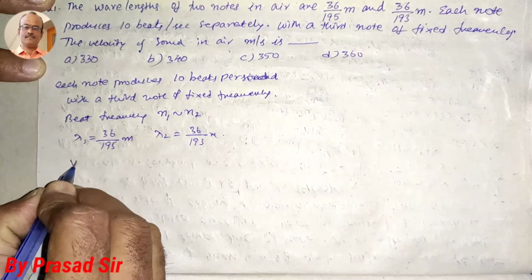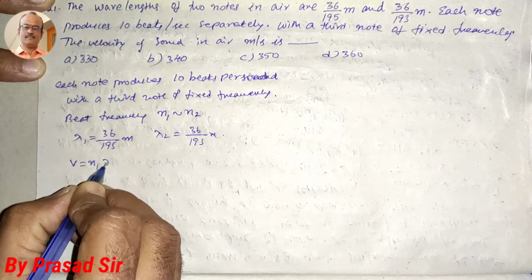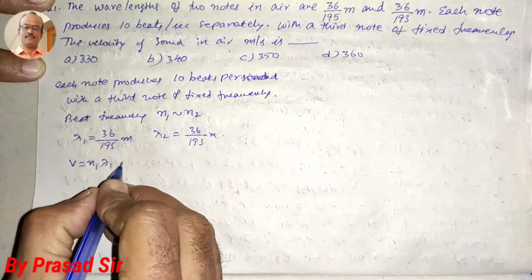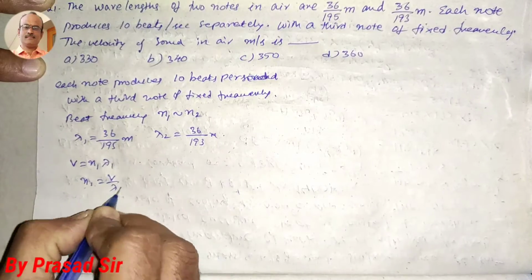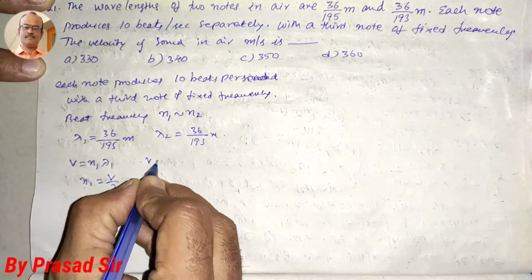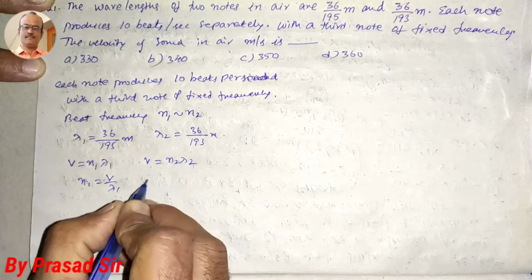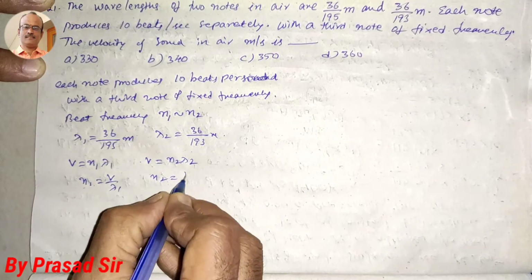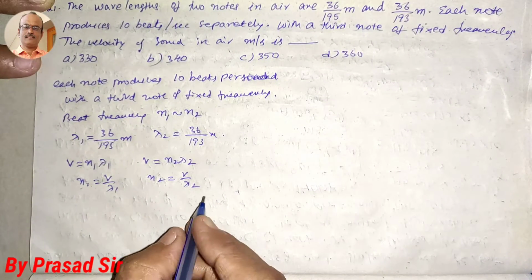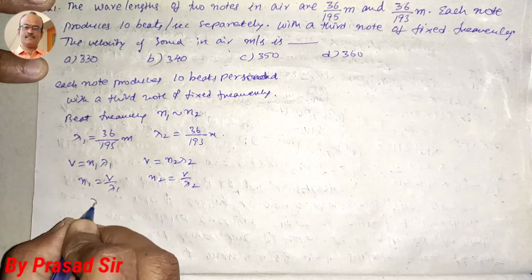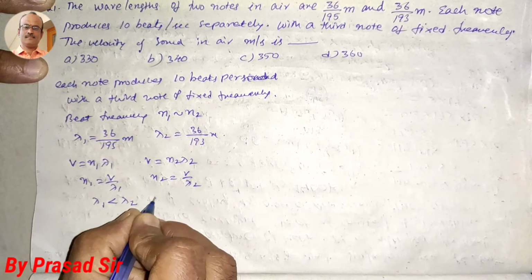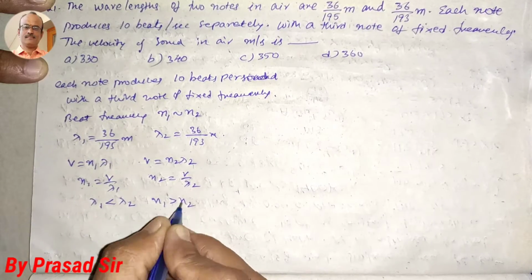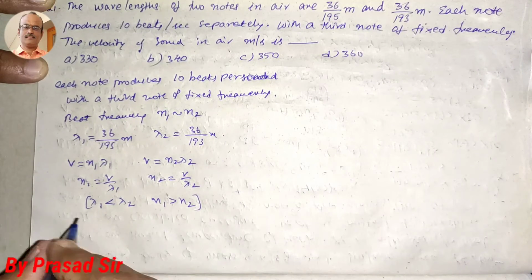But here velocity v is equal to n1 into lambda 1. From this we will write n1 is equal to v by lambda 1, and v is equal to n2 lambda 2, and n2 is equal to v by lambda 2. But here one thing we have to remember, that is lambda 1 is less than lambda 2 and n1 is greater than n2. These two we have to remember.